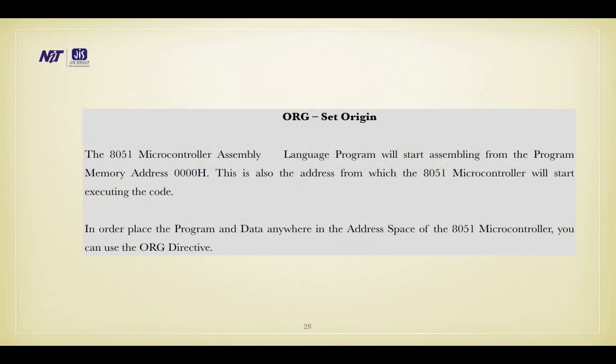ORG, set origin. The 8051 microcontroller assembly language program will start assembling from the program memory address 000H. This is also the address from which the 8051 microcontroller will start executing the code. In order to place the program and data anywhere within the address space of the 8051 microcontroller, you can use the ORG directive.